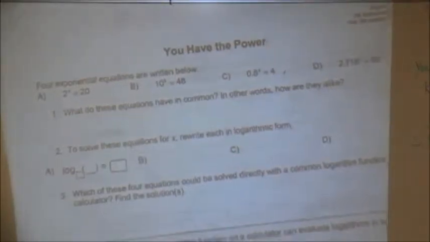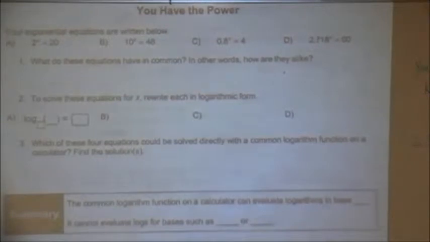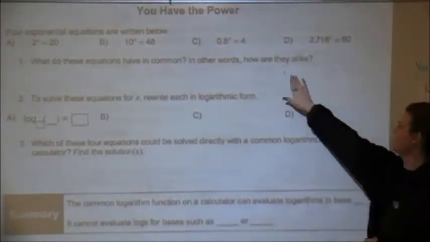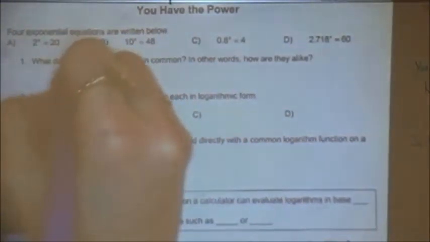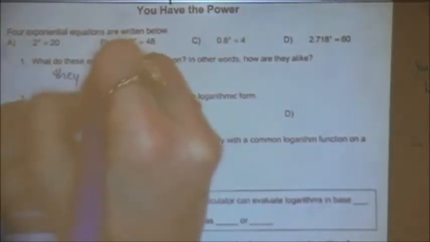Okay, so at the top of this page, you have the power. They have 4 exponential equations written below. A, B, C, and D. What do those 4 equations have in common? There's x's in the exponent. Very good. The variable's in the exponent. Or they have an exponent of x.